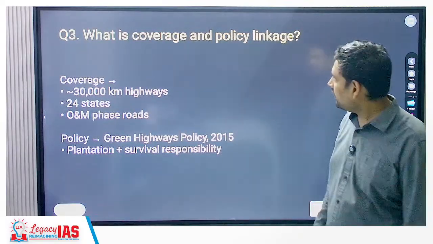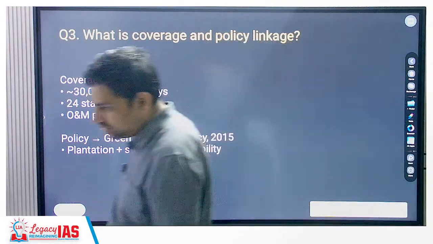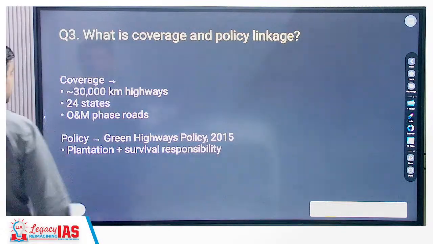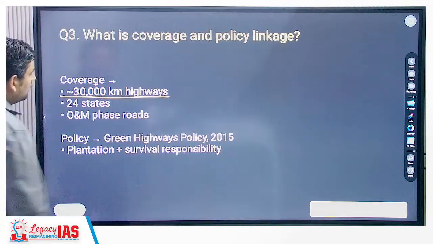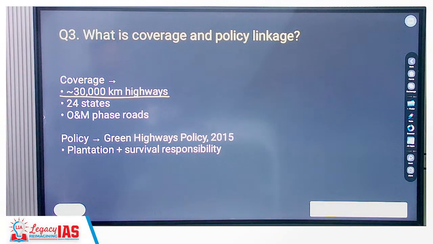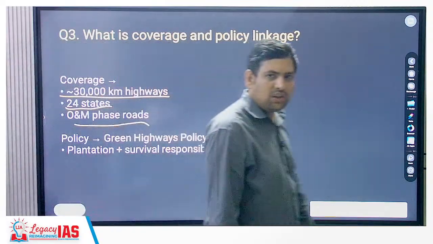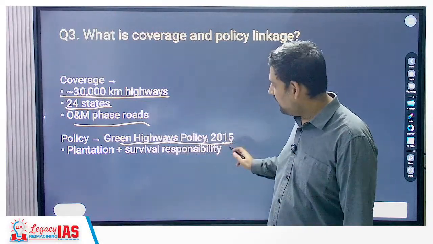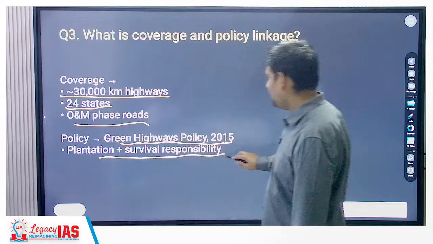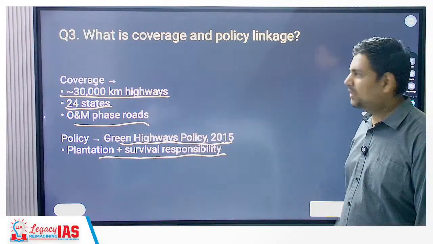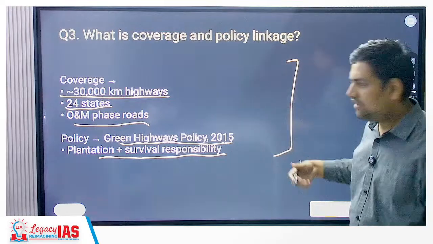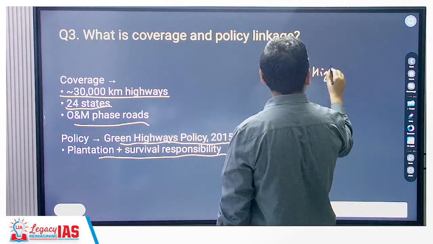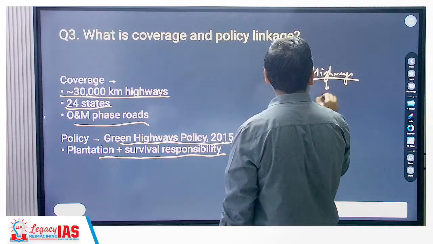Then what is the coverage and policy linkage? So, coverage is, it is covering close to 30,000 kilometer of highways in 24 states. Okay, and this is just the start of it. The policy is to get green highways following Green Highway Policy 2015, that is plantation plus survival responsibility. All these will be covered. Eventually our aim is to have most of our highways covered by green canopy.